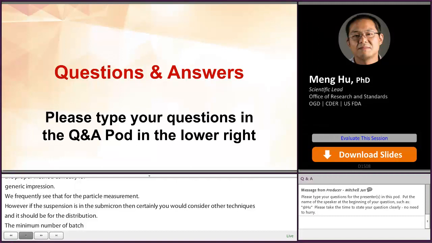So I will repeat the answer for the question about the software for EMD. As I said, EMD is a widely used and well-developed algorithm. So there are several available software packages. Most of them are free. If you Google, you will see several options. For me, I'm using an R package named EMD IST. That's the software I'm using.